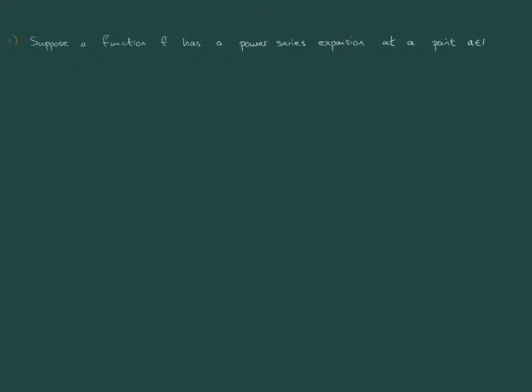a, an element of R. So by definition, this means there are Cn, this collection of numbers Cn, elements of R, and an r greater than 0, such that f of x equals the sum from n equals 0 to infinity of Cn (x minus a) to the n for all x such that the distance between x and a is less than r. And I'm going to call this equation star.